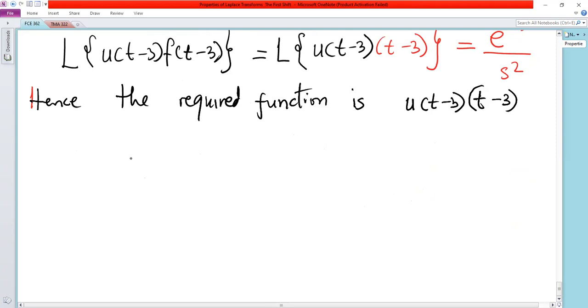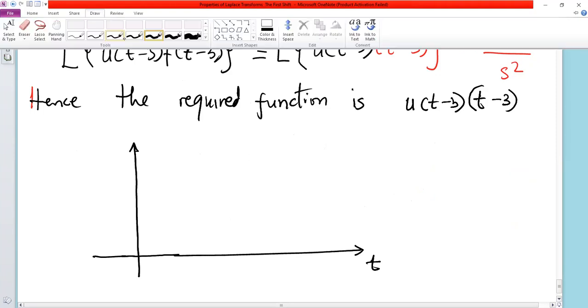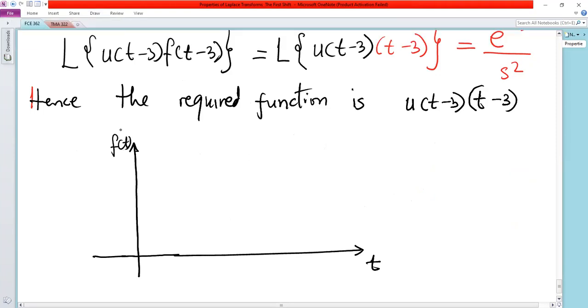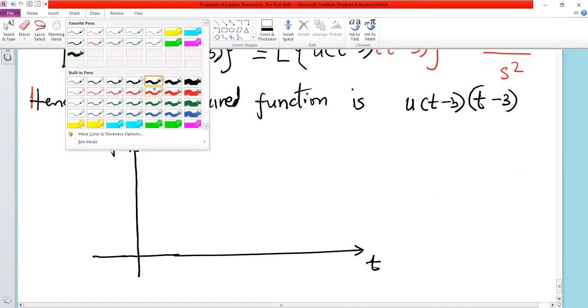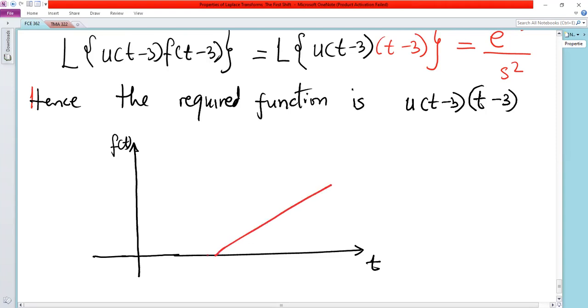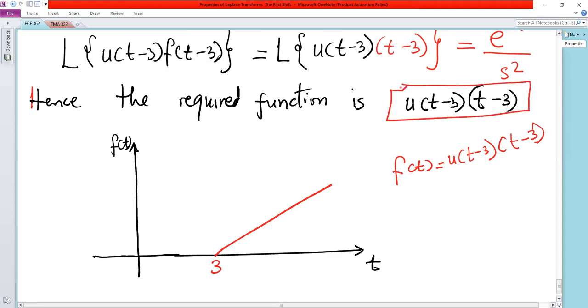Now we can illustrate this on a diagram. So if this is the f of t axis, and then this is the t axis, this is f of t, then we have such a thing, where this is 3. So now that is how f of t will be given by u of t minus 3 as a function times t minus 3. So this is actually the required solution. Thank you.